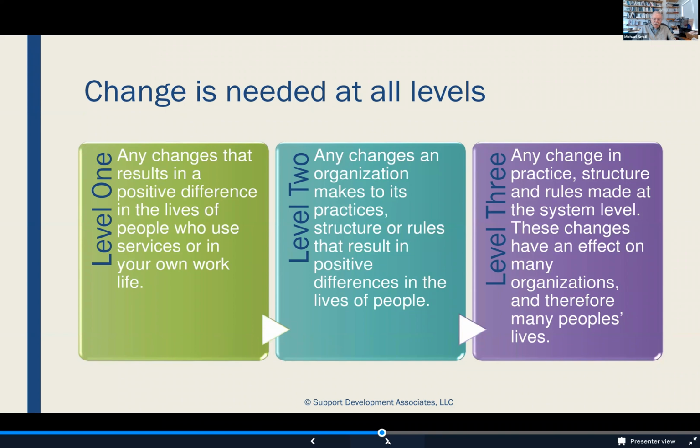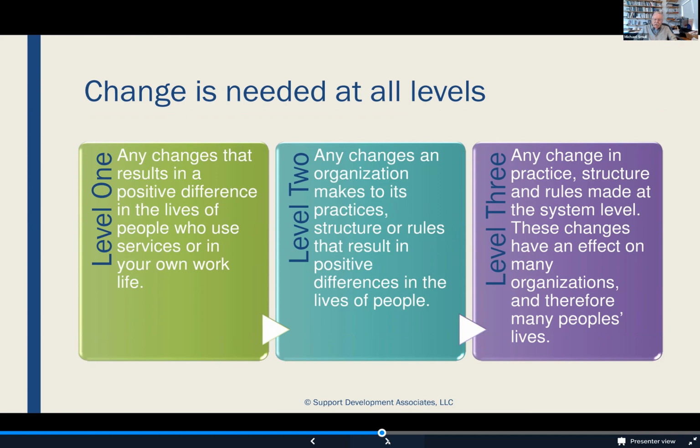Level 2 changes are where you take the lessons from those individual stories and start saying, we could have better outcomes. We could have more positive results for people if we changed our practice, we changed our structures. And that might be employment. We're seeing a great deal more emphasis on employment across the country. And we're seeing that the only requirement to be employed is a volitional muscle movement.